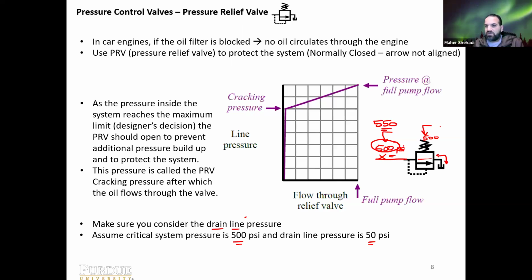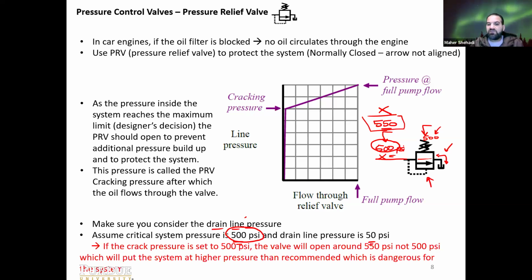When this pressure is 550, we will overcome this pressure and this pressure. Well, we already crossed the critical system pressure. So what pressure should we set the PRV at? It should be the critical pressure minus the drain line. So we should set the valve at 450 psi. So for 450 and 50 in the drain line, when the system reaches 450, this one opens, no flow yet. When it reaches 500, 450 keeps the PRV open and 50 overcomes the loss in the drain line.